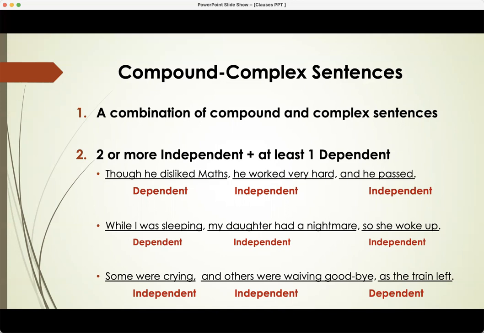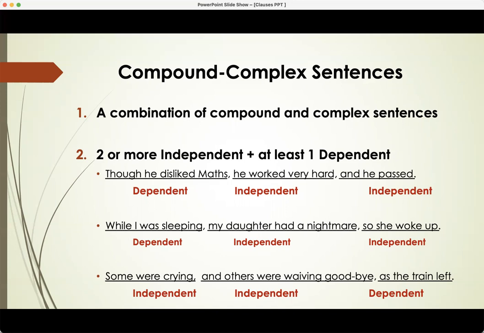So here we have three different clauses. The first one, the dependent, starts with the subordinator though. This is the dependent clause because without the remaining of the sentence, it does not make sense. The other two clauses are both independent. He worked very hard and he passed. Those are two independent clauses which can be standalone sentences.